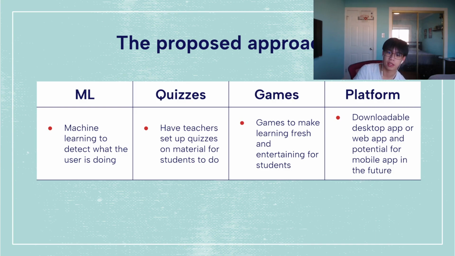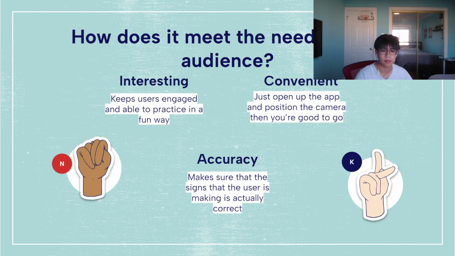So the proposed approach, this is the big shebang. This is where it all comes together and makes more sense. Of course, we're going to use machine learning to detect what the person's actually doing. We're going to have quizzes, so that's how we're making sure that the students are continually improving. Games to make things more fun, spice things up, keep them entertained and interested. And the platform, either downloadable desktop or web app. That hasn't really been figured out yet. We're focusing more on the actual content before how we're going to distribute it right now.